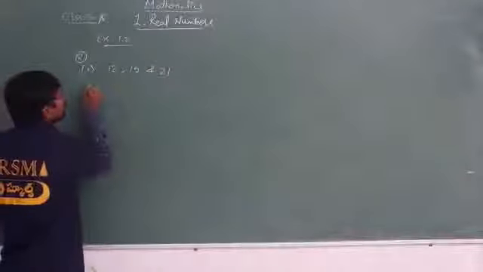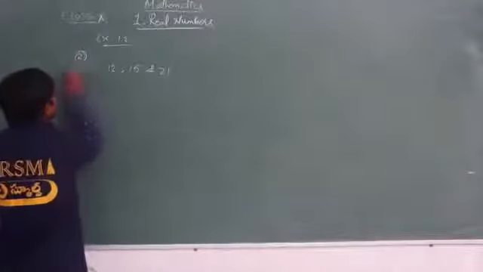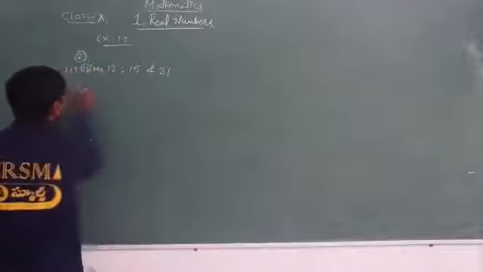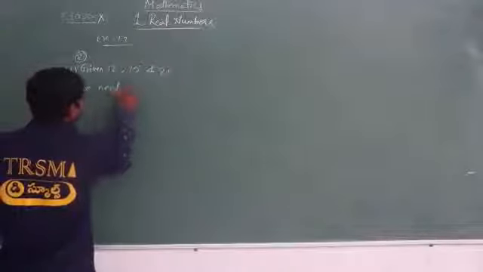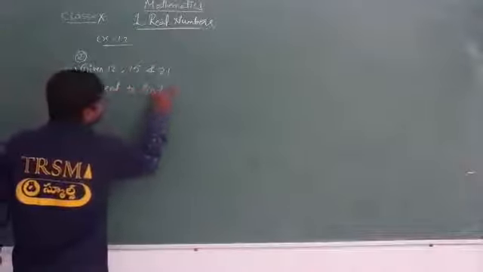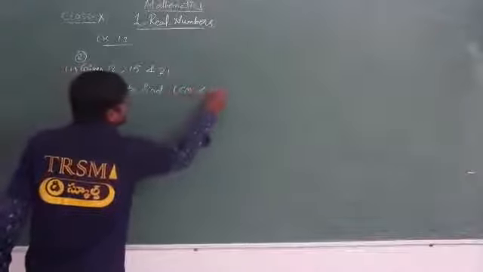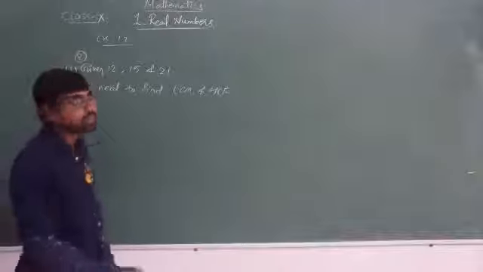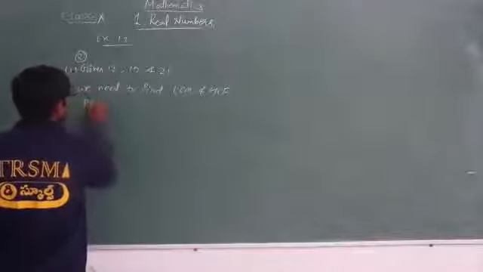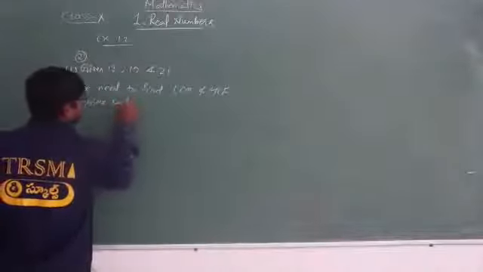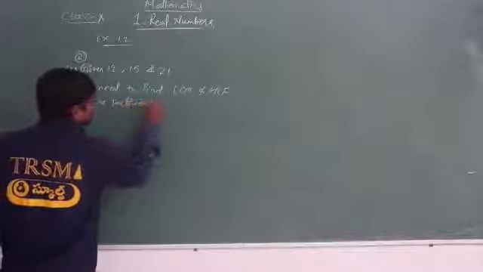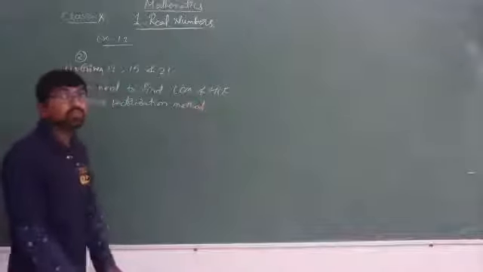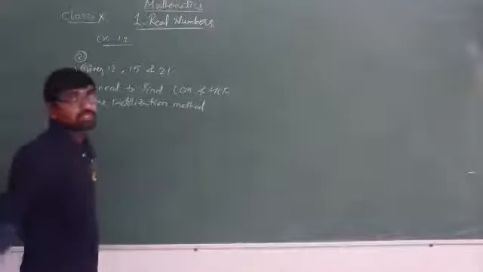Okay, so first we'll write this as given, these are our integers. What we need to do is find LCM and HCF by using the prime factorization method. In that prime factorization method, we will be finding the prime factors separately.